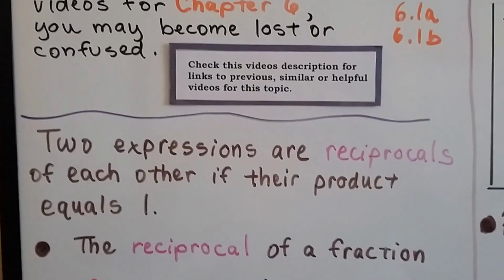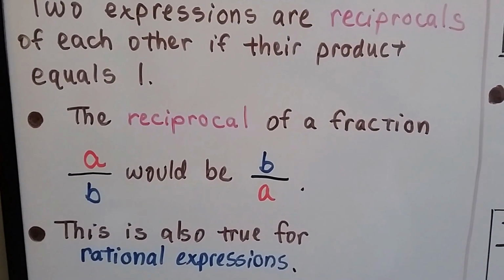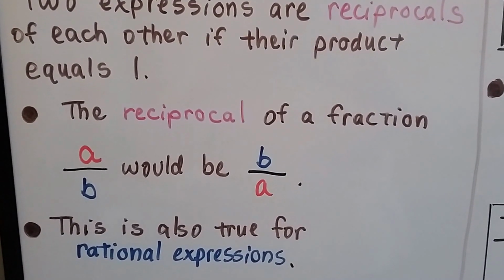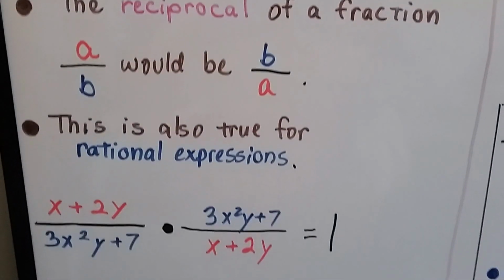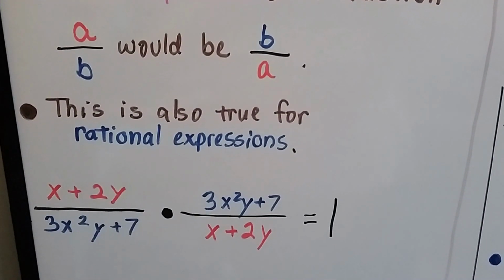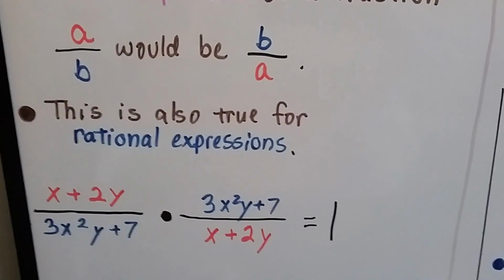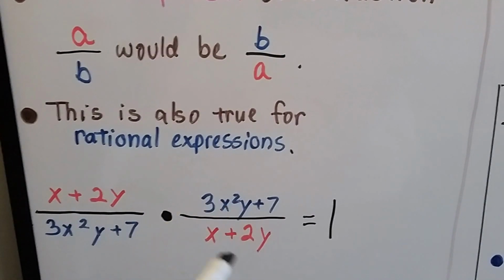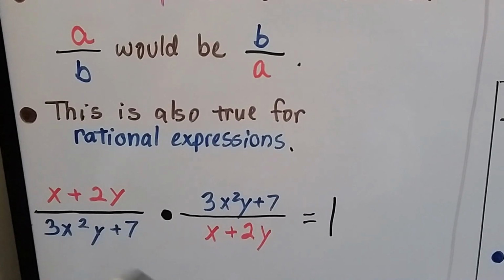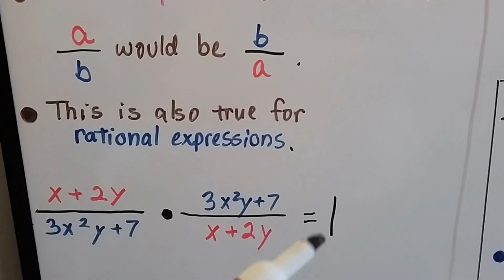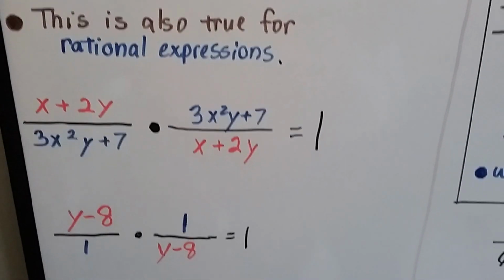Two expressions are reciprocals of each other if their product equals 1. The reciprocal of a fraction, a divided by b, would be b divided by a. We just flip it around, don't we? Well, this is also true for rational expressions. If we've got x plus 2y divided by 3x squared y plus 7, we can just flip this around as its reciprocal, and when we multiply the numerator to the numerator and the denominator to the denominator, we're going to get a 1 because they'll be the same. It'll have the same numerator and denominator.